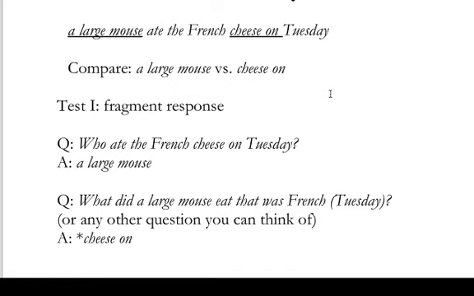So here's one particular kind of linguistic behavior that any native speaker of English can do: forming a question and then answering the question. So let's first form the question by removing this string of words, a large mouse. Is there a way to question this statement while removing a large mouse? Yes, there is. It uses this word who. And the question is, who ate the French cheese on Tuesday?